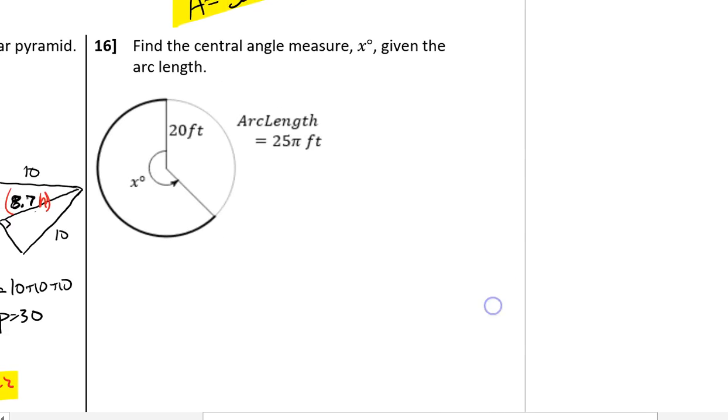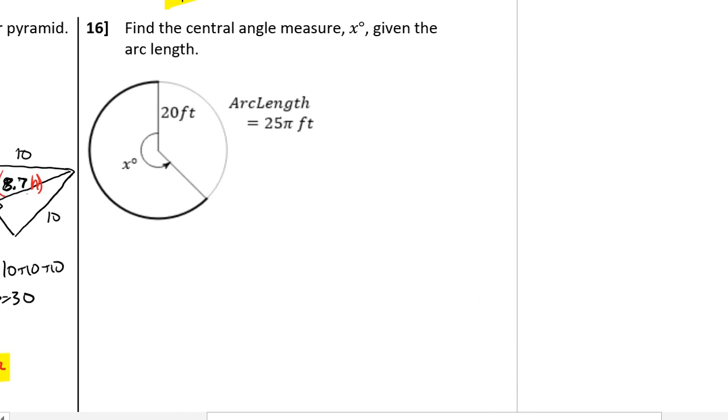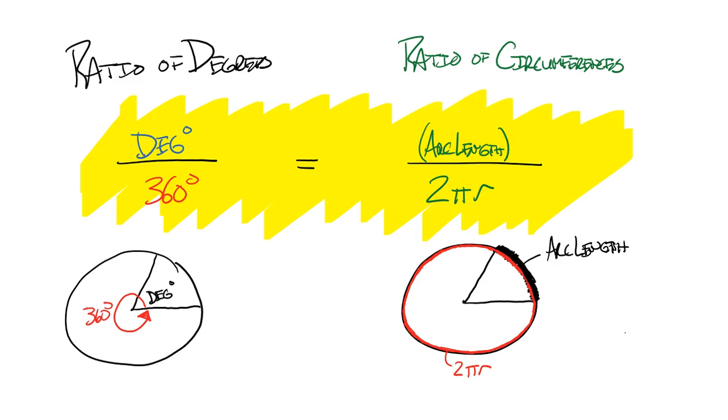Next question, number 16. Find the central angle given the arc length. So we've already looked at the ratio for finding the area of a sector. Let's look at the ratio for arc length. Once again, we have a proportion. We use the ratio of degrees, so the degrees in our problem over the full degrees of 360, set equal to the arc length, the edge of that we are looking for, all over the full edge of the circle or the full circumference, which is the formula 2 pi r.